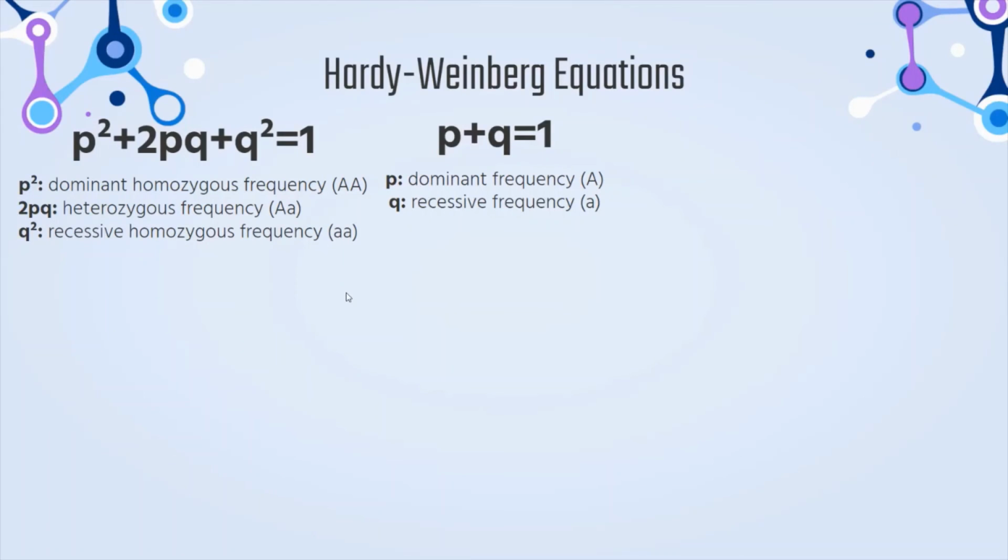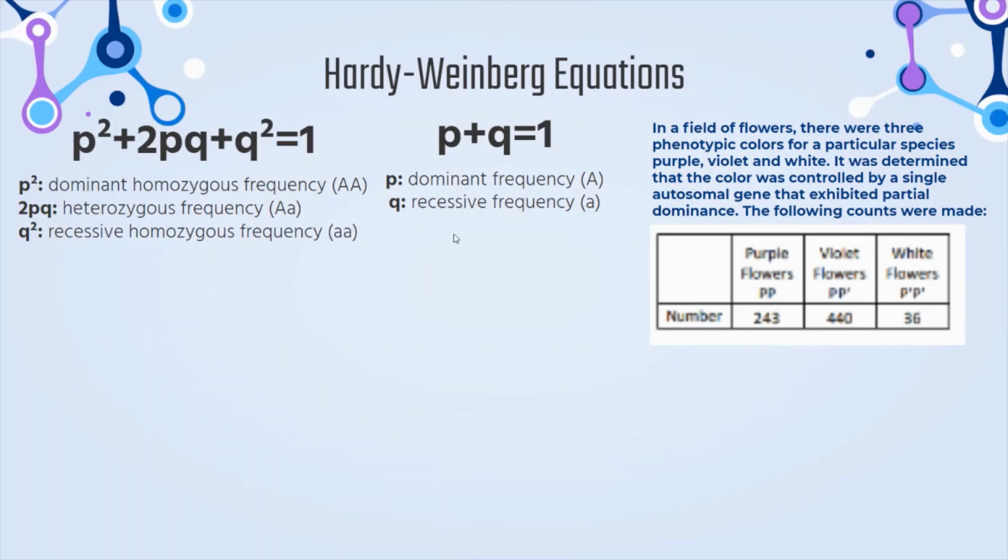The first Hardy-Weinberg equation is p squared plus 2pq plus q squared is equal to 1. P squared is the dominant homozygous frequency within a population, whereas 2pq is the heterozygous frequency within a population, and q squared is the recessive homozygous frequency in a population. We relate p and q by p plus q is equal to 1. P is the dominant allele frequency within the entire population, and q is the recessive frequency.